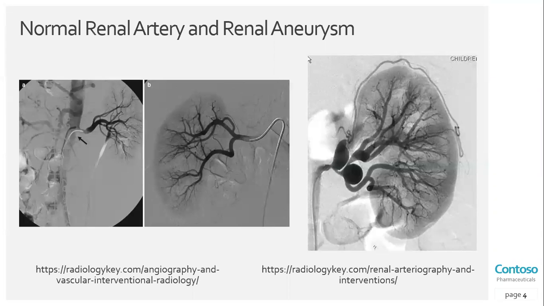So there are several types, but let's go ahead and show you what a normal renal artery will look like versus a renal aneurysm. On the left, you can see mid-catheterization, that is what a normal renal artery branch would look like. And on the right, you see those saccular types of the renal artery aneurysm, and that is the most common. So let's move on to different types.